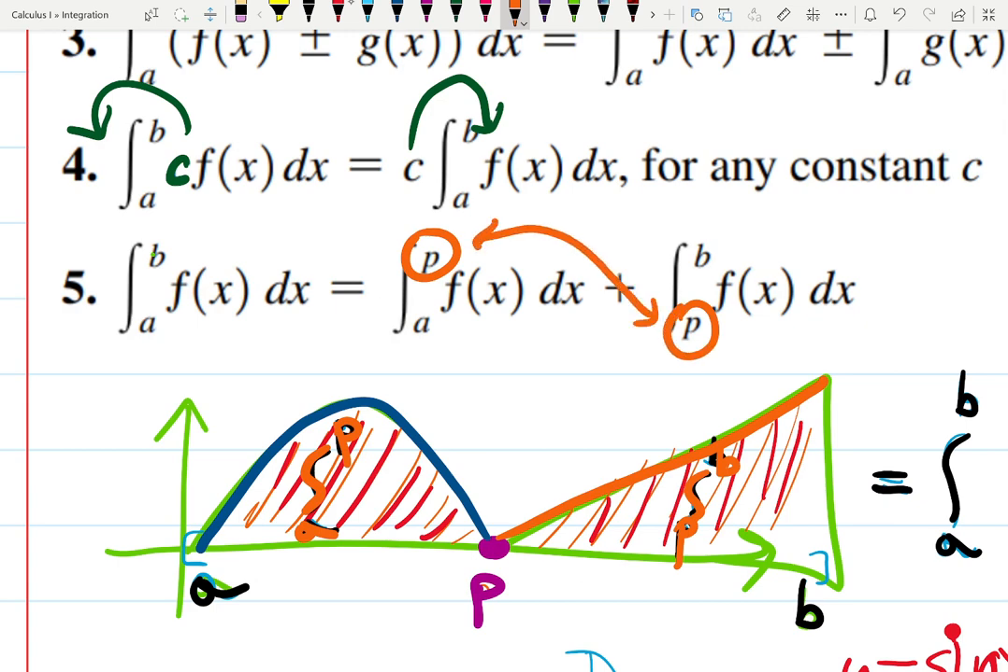So sometimes I see it like this. You can glue it back together from A to B. It's glued out of two integrals, from A to P and P to B. If everything is continuous, or just integrable, why not do that?